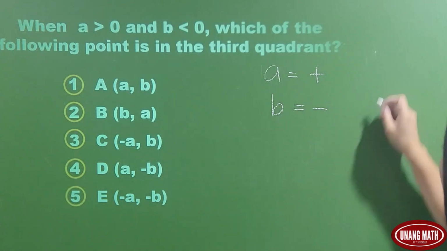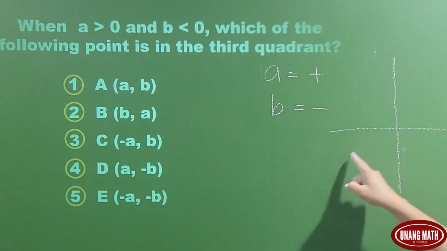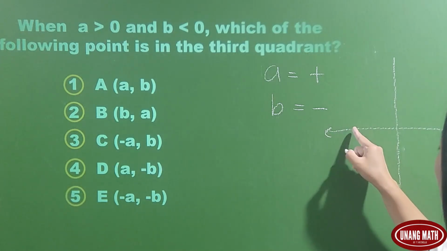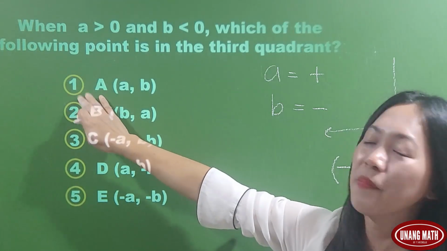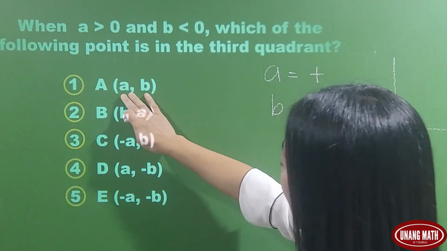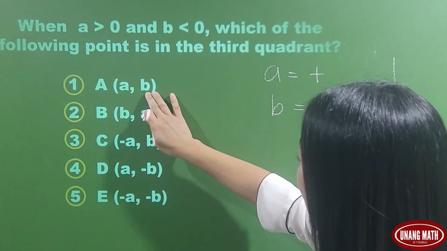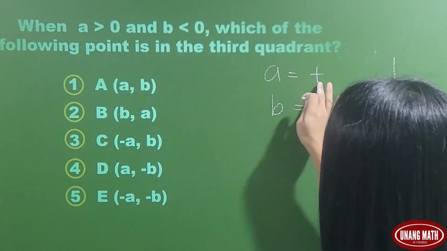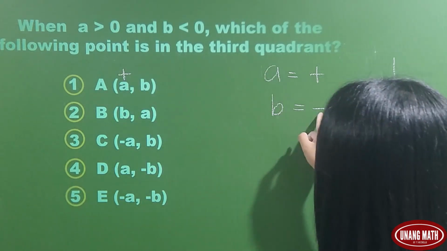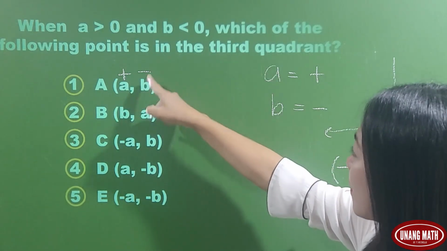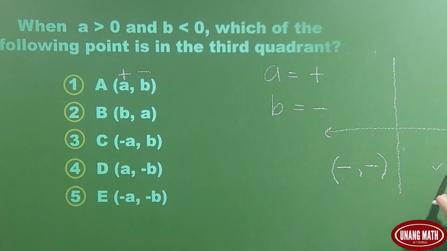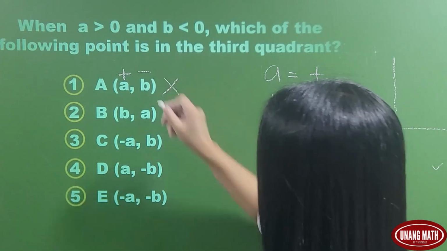Now, which of the following points is in the third quadrant? If this is our coordinate plane, in the third quadrant, the x-coordinate is negative and the y-coordinate is negative. So negative, negative. Let's check the first option. Point (A, B): the x-coordinate is A and the y-coordinate is B. A is positive and B is negative, so we have a positive x-coordinate and a negative y-coordinate. So it's in the fourth quadrant. This is not the answer we're looking for.